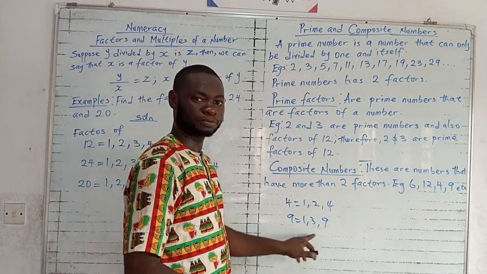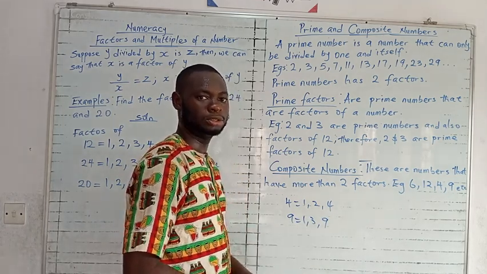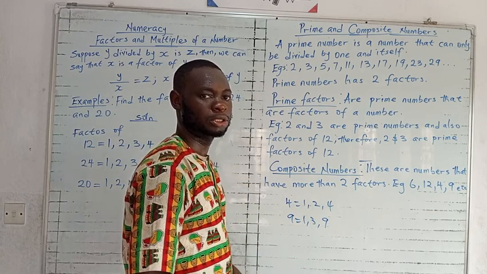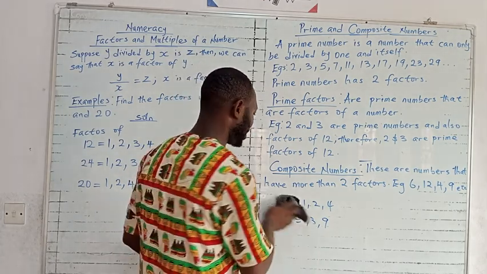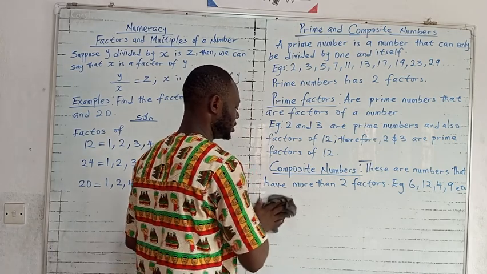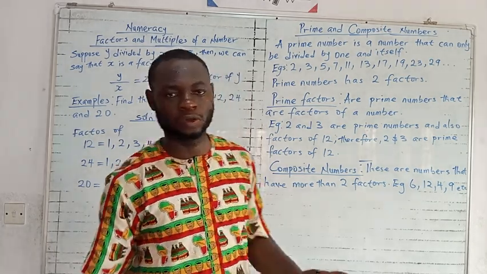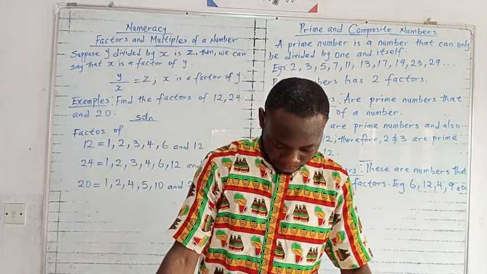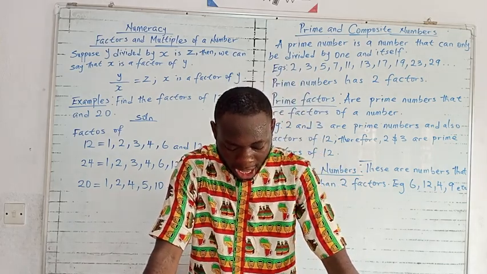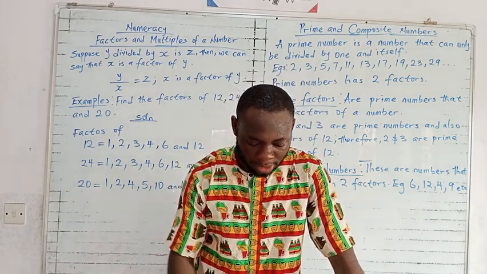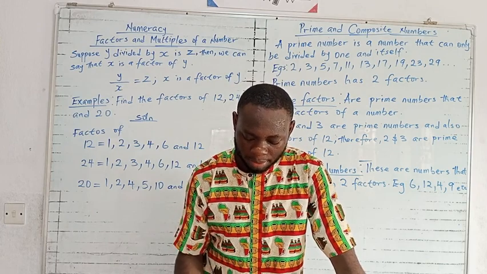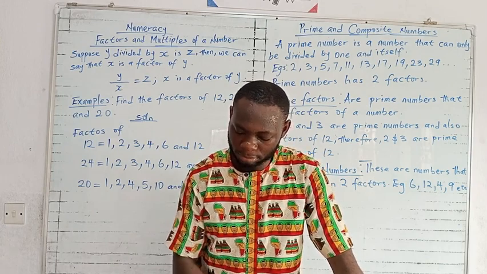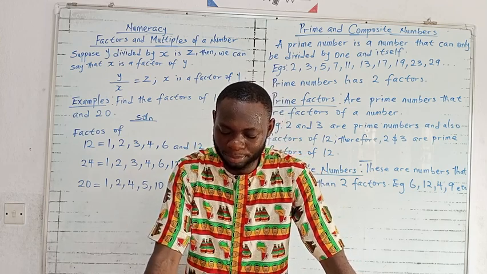Now you see, this is a composite number, not a prime number. Okay, so the difference between prime numbers and composite numbers is the number of factors they have. Okay?